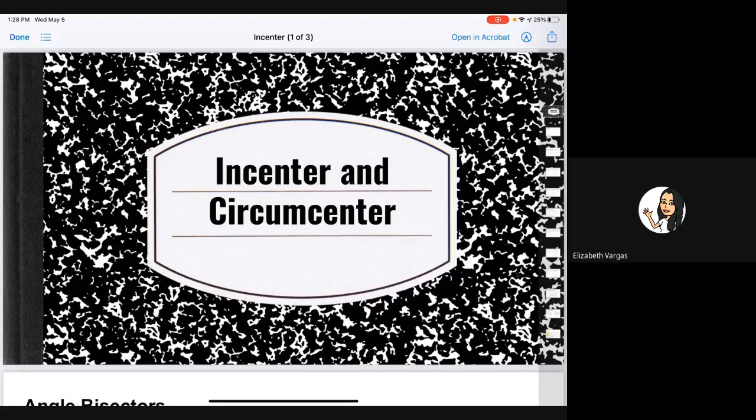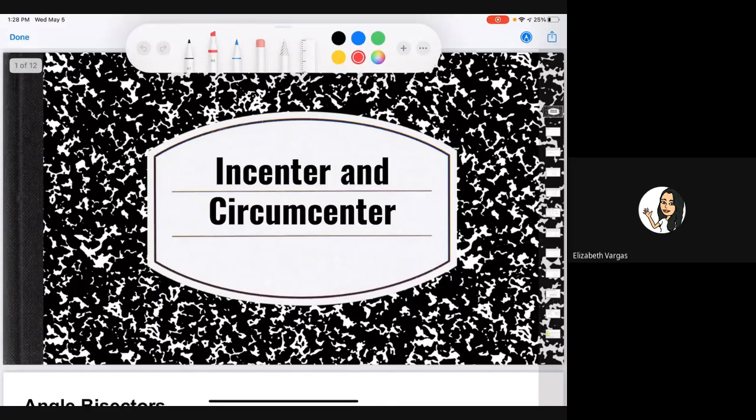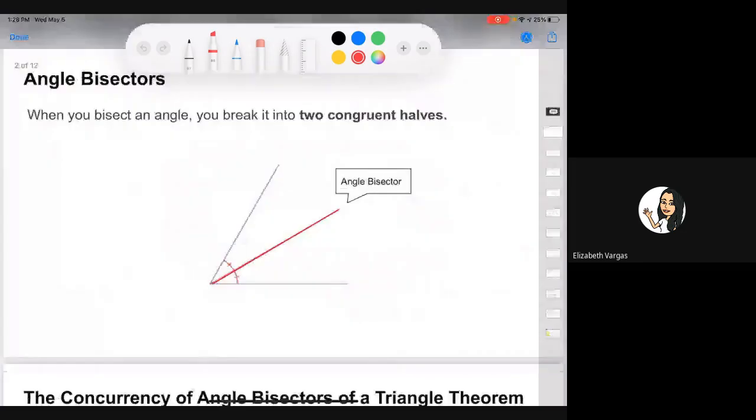Okay, so last time we looked at how to differentiate between orthocenter and centroid, and so today we're going to look at how to differentiate between incenter and circumcenter. We're also going to look at the relationships that we get between those two things.